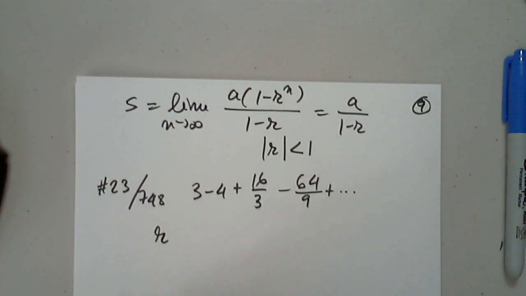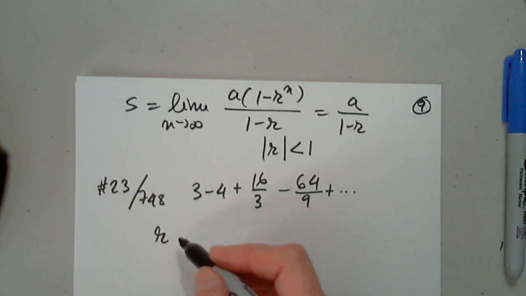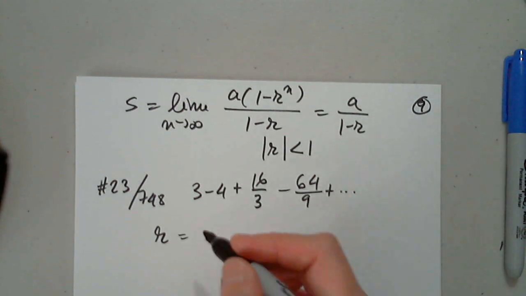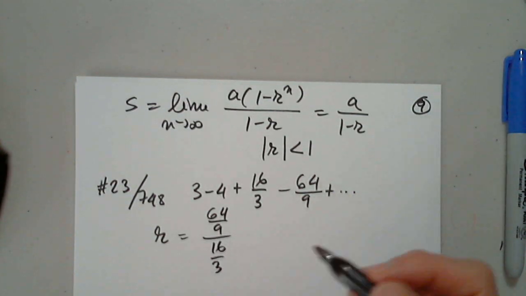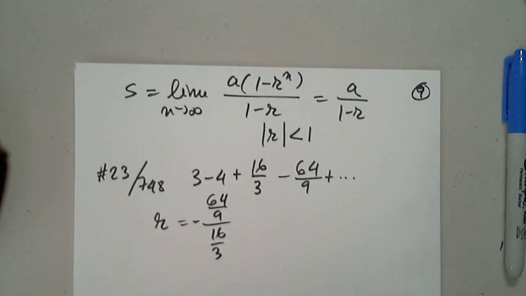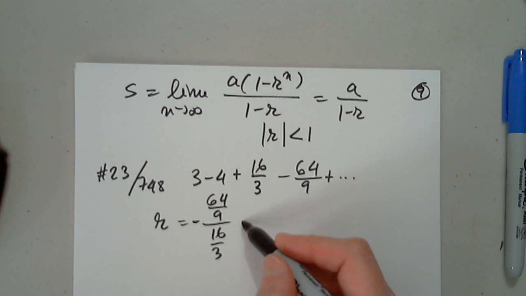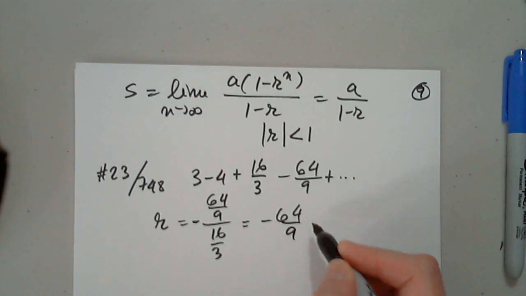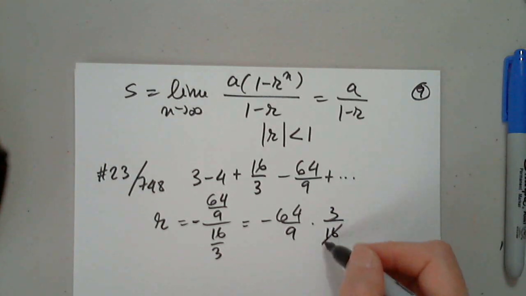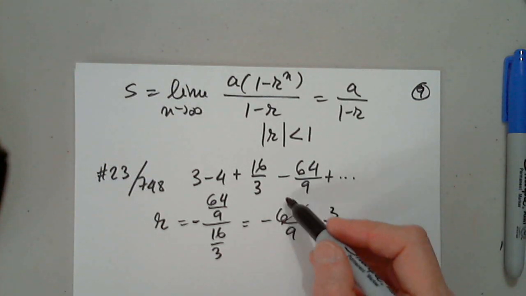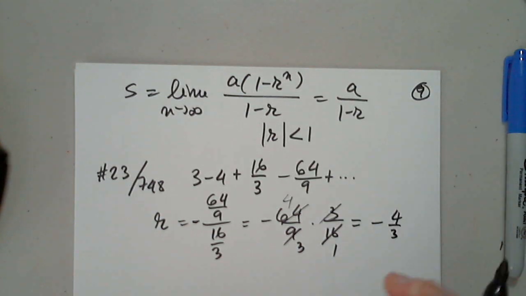So first of all, we are going to look at the common ratio, and you see it's a negative number, but it doesn't matter. So I'm going to divide 64 over 9 by 16 over 3. Yes, I'm going to put minus in front. It matters, of course, but we are going to realize that when we flip 3 over 16, and this is 4, and this is 3, this is negative 4/3.